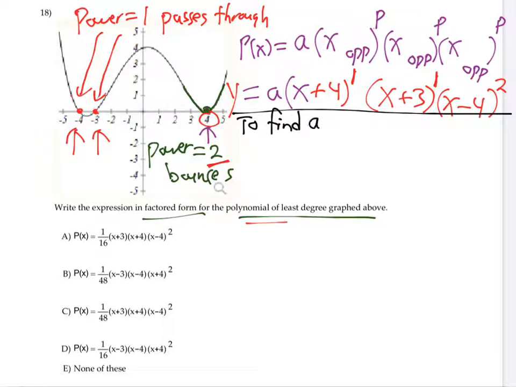To find a, plug in the y-intercept. And what's the y-intercept? Right here. Over 0, up 4.